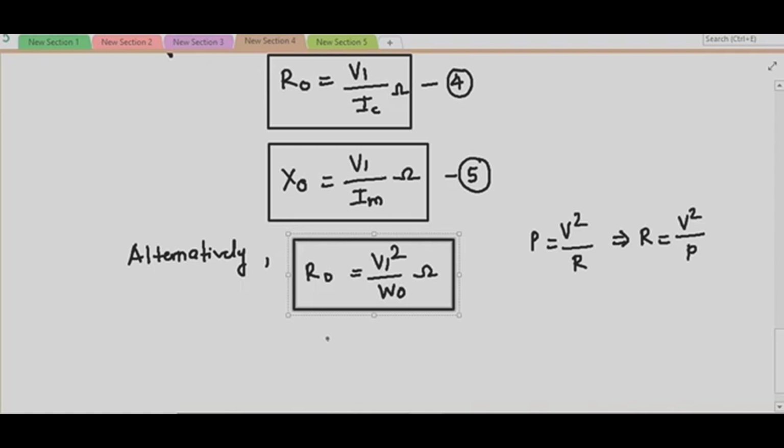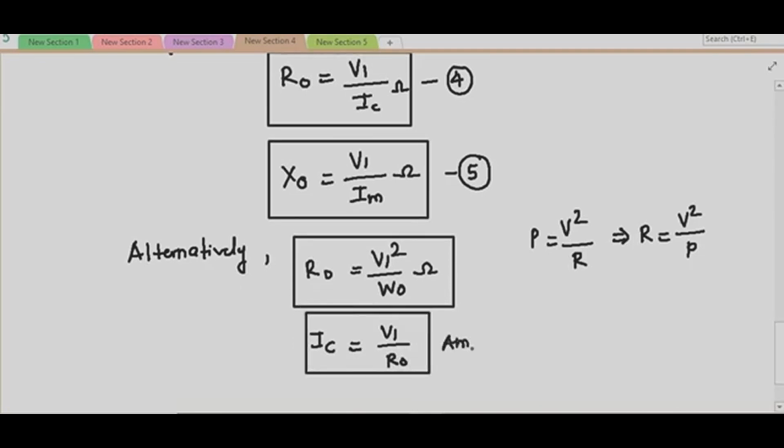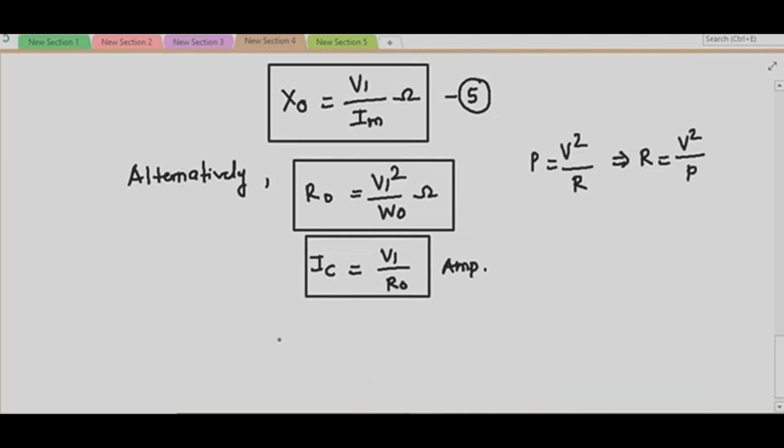Then what is Ic? After finding out R0, I can find out Ic. Ic is nothing but V1 upon R0. So alternatively, you can go by this method. It is in ampere. Then after finding out Ic, we can find I0. I0 is nothing but the square root of Im square plus Ic square.